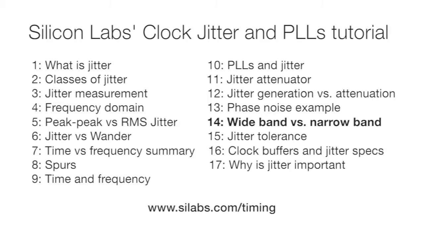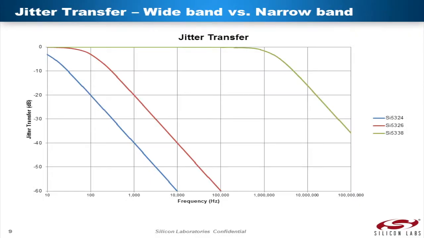The jitter transfer curves for the SI5324 and the SI5326 jitter attenuating clocks are shown in this plot, along with the jitter transfer of an SI5338 clock generator, which is a wideband PLL with a loop bandwidth of over 1 MHz. As such, the 5338 will attenuate very little jitter.